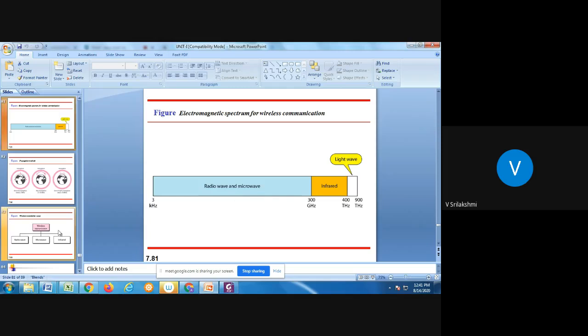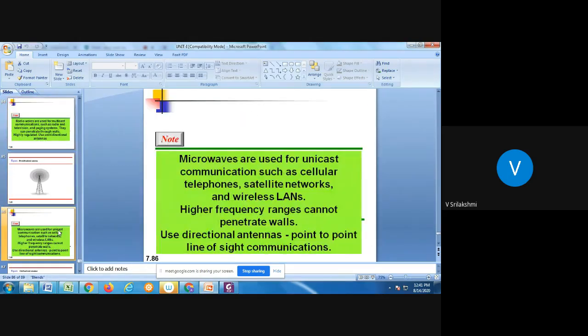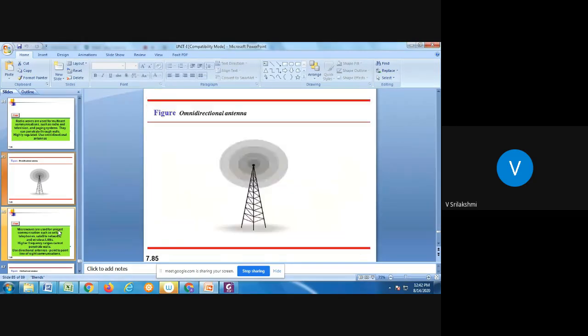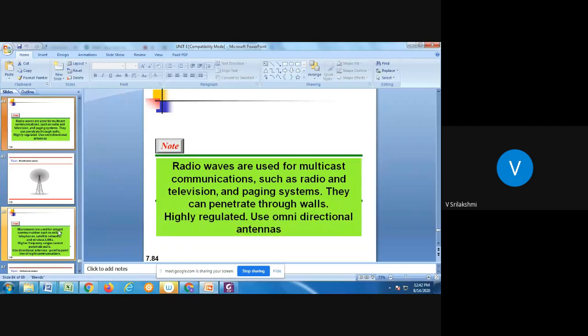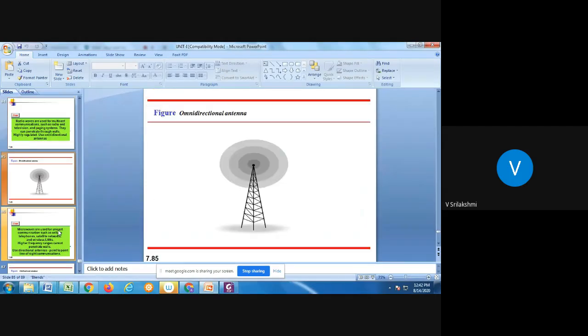Coming to the microwaves, they also fall within the same range, 3 kilohertz to 300 gigahertz. Where are you going to use microwaves? You use them for cellular networks, satellite networks, or Wi-Fi wireless LANs. Now coming to the direction, how these waves are passed is omnidirectional. See the antenna of these radio waves. I think all of you know this type of antenna, yes? Have you seen such antennas?